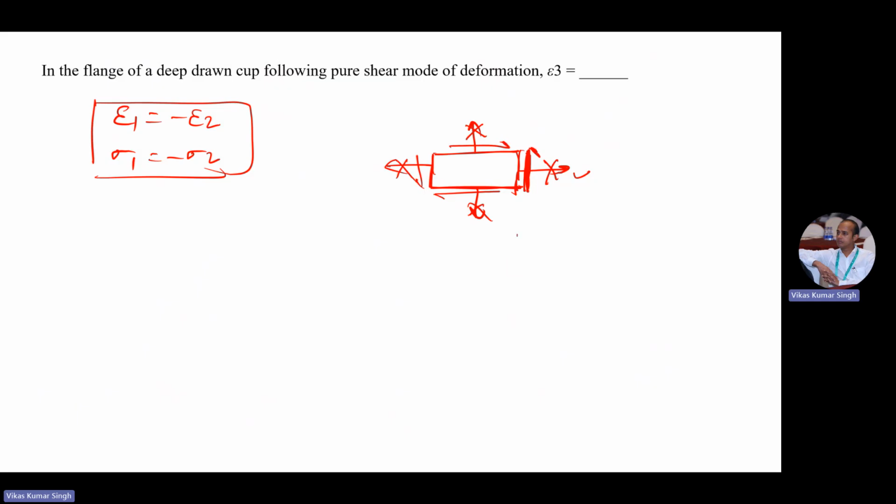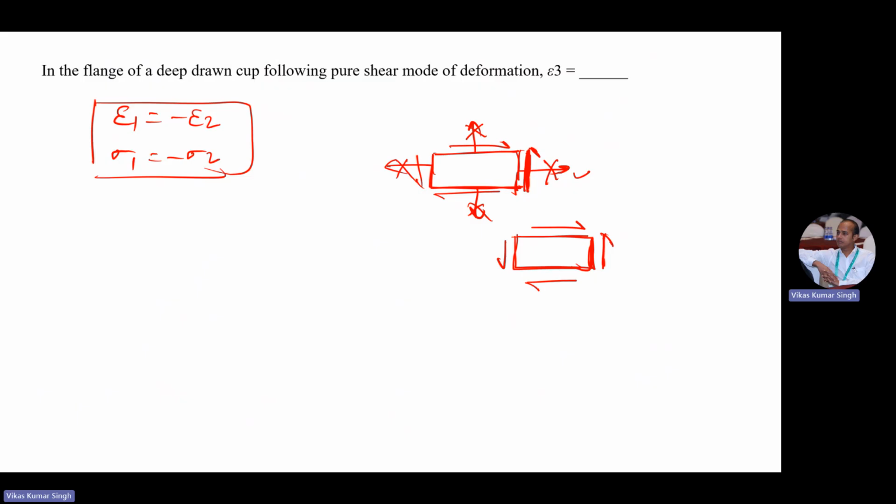In this case, there is no normal stress in this plane, in this plane, in this plane. For these planes, we have only shear and no normal stress. So this is nothing but your pure shear.